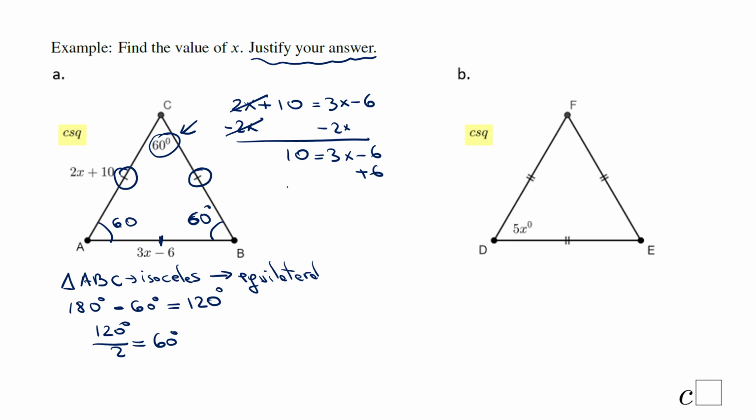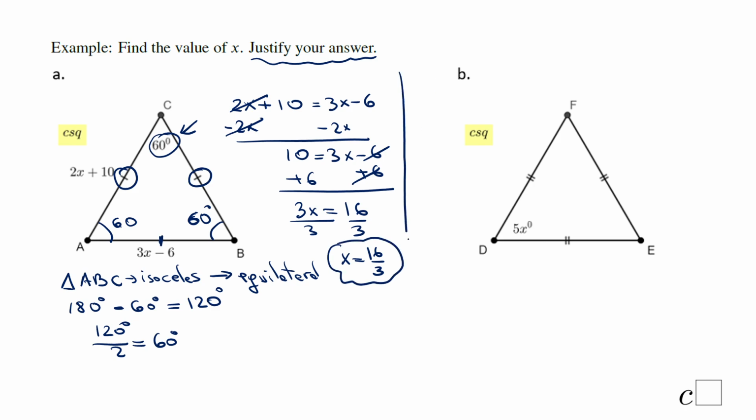I'm going to add 6. And I will have 3x equals 16, and the last step, divide by 3. x equals 16 over 3. I'm going to leave it like this in this case. Let's take a look at part B, which is very similar.